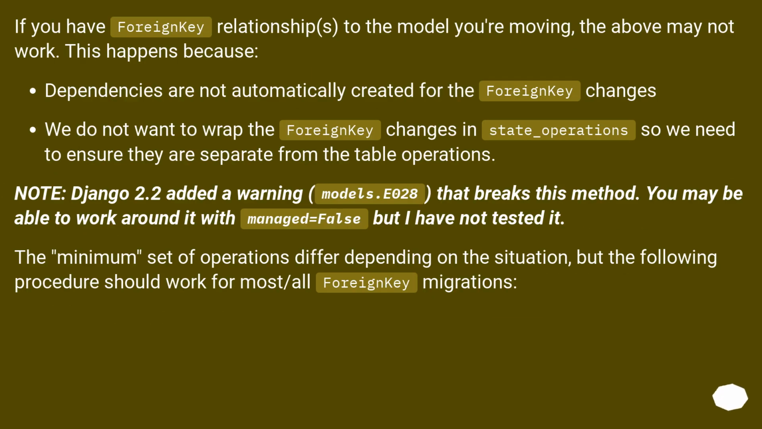If you have foreign key relationships to the model you're moving, the above may not work. This happens because dependencies are not automatically created for the foreign key changes. We do not want to wrap the foreign key changes in state_operations, so we need to ensure they are separate from the table operations. Note, Django 2.2 added a warning, models.E028, that breaks this method. You may be able to work around it with managed equals False, but I have not tested it. The minimum set of operations differ depending on the situation, but the following procedure should work for most or all foreign key migrations.